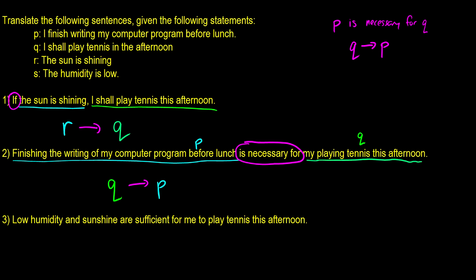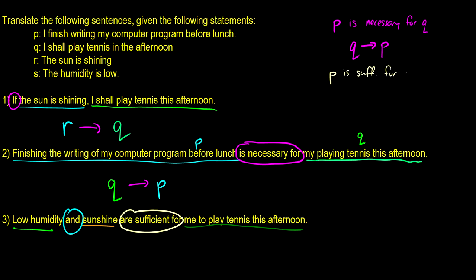In the third sentence, we have low humidity and sunshine are sufficient for me to play tennis this afternoon. So we have low humidity, we have sunshine, and we have me to play tennis this afternoon. Then we also have some connectives here. We have this and then we have our sufficient for. So sufficiency is the opposite way. So if we have P is sufficient for Q, that is saying the same thing as P arrow Q.